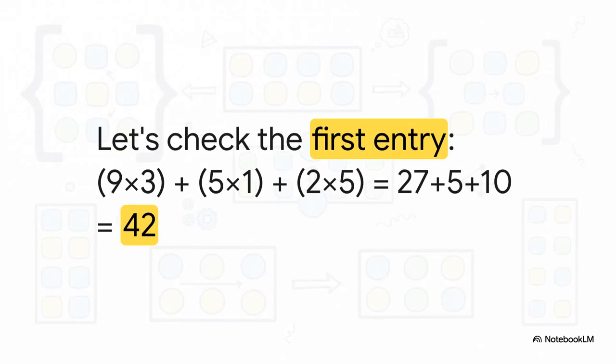Let's prove it. Let's just double check that first number, 42. Where'd it come from? We take the first row, 9, 5, 2, and the first column, 3, 1, 5. So we've got 9 times 3 plus 5 times 1 plus 2 times 5. That's 27 plus 5 plus 10, which is 42. See, it works. Same exact rule.